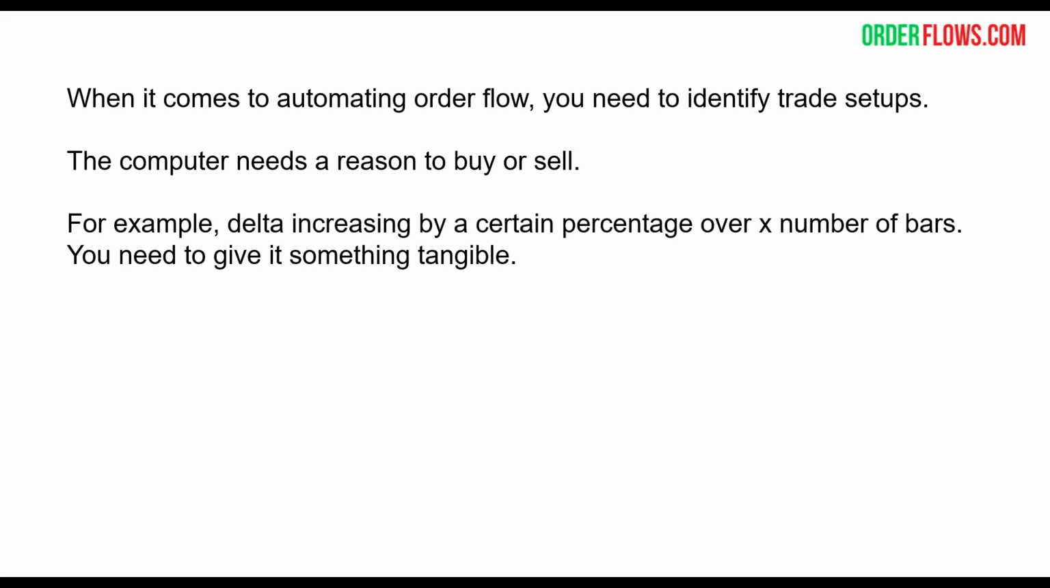Now, when it comes to automating order flow, you need to be able to identify trade setups. That is why I went from the order flow chart itself into creating indicators, which are my trade setups, because the software needs a reason to buy or sell. All you're doing is telling the computer, these are the parameters, get in now. For example, delta increasing by a certain percentage over X number of bars. You need to give the computer something tangible to trade off of.